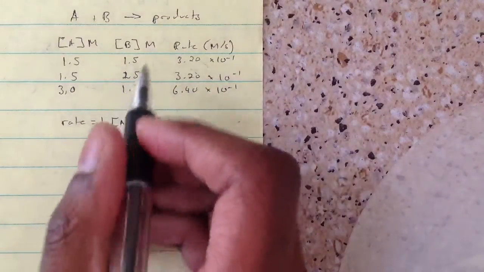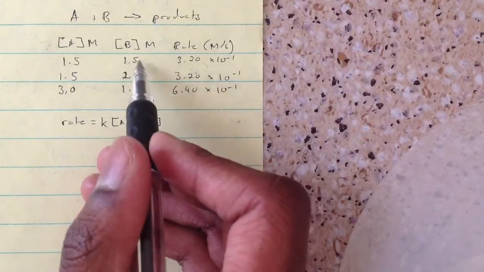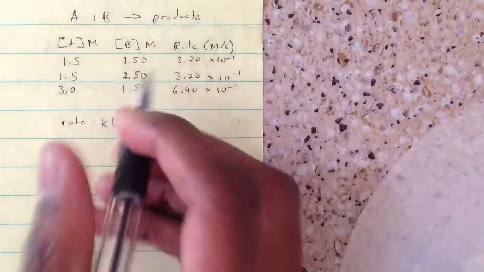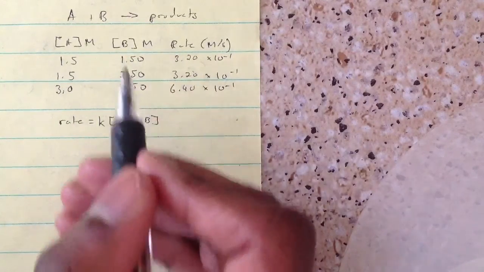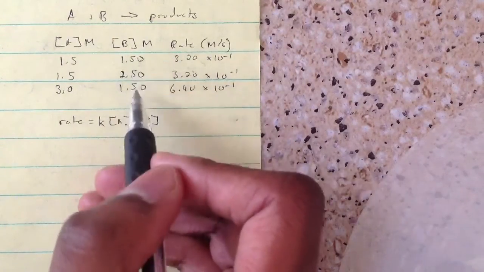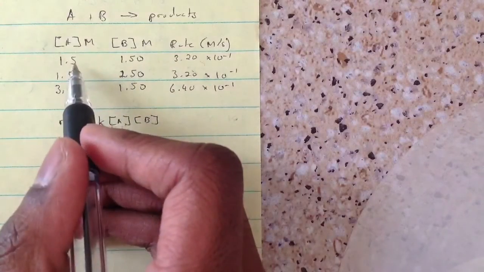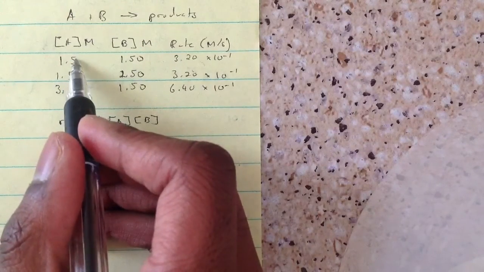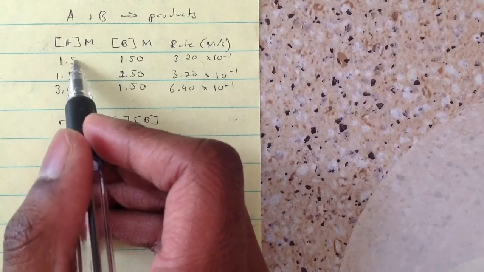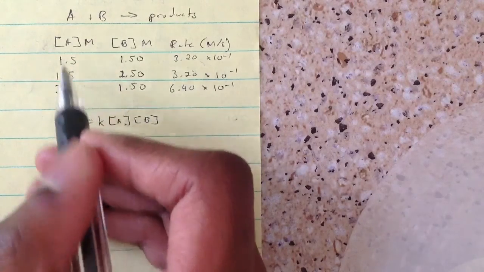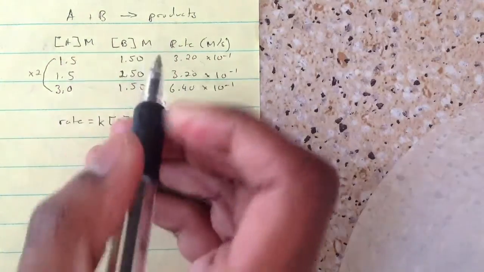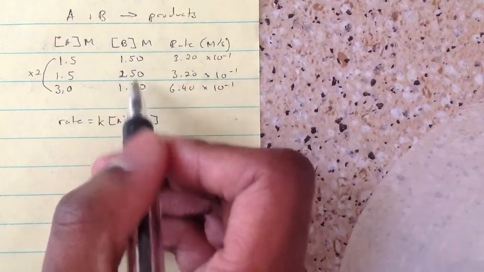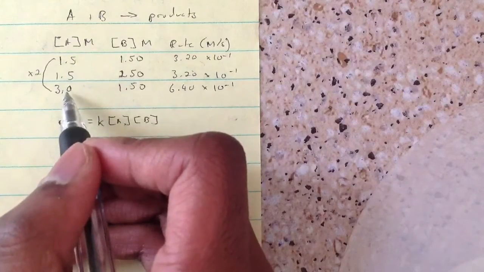So let's do it. For B, it's 1.5 and 1.5, the first and second, so it stays the same. B's not changing. But for A, it actually does change. It doubles from 1.5 to 3, right? So the concentration of B is exactly the same, but A doubles.